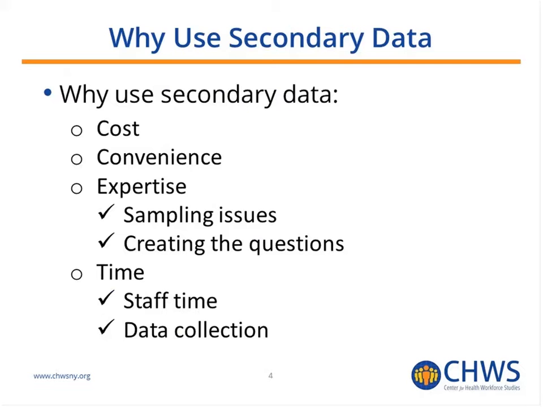So why do we use secondary data? We use it for cost, convenience. Somebody has expertise that we don't have, time, because we know that if we're doing primary data collection, there's time in terms of developing the survey, putting the survey out, and analyzing the data. Obviously, if we're using data that somebody's already collected, we're going to be saving our time and our costs if we're not having to do mailing.